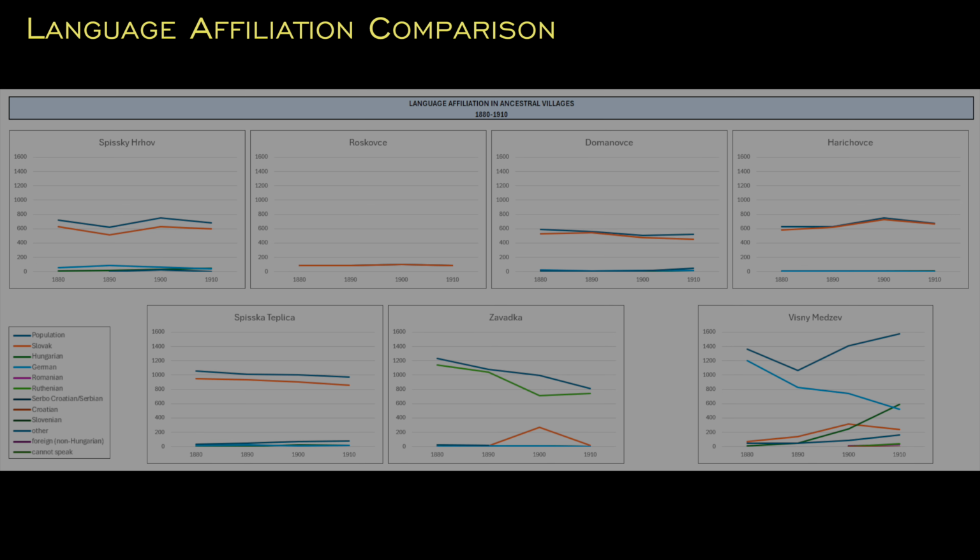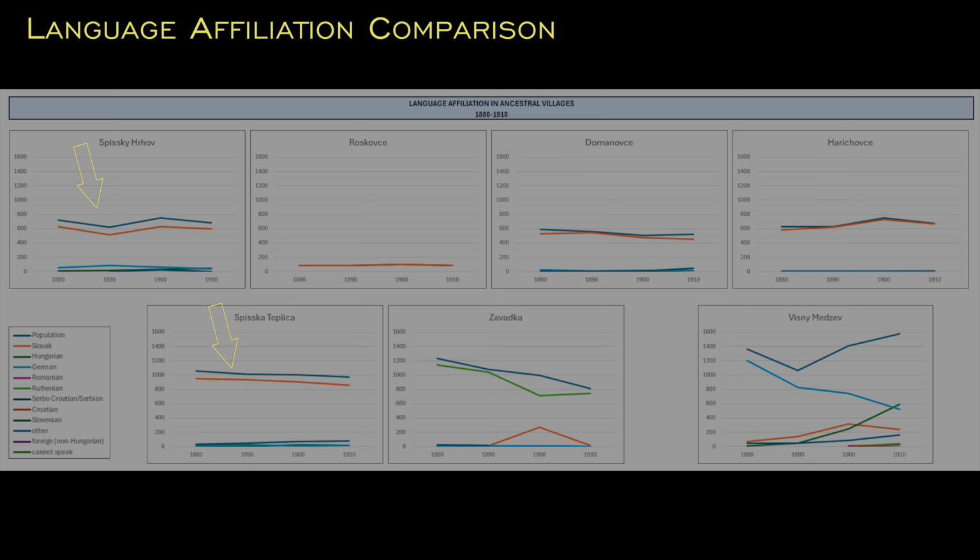These are the same villages laid out in the same way as the last graphic. Again, the total population is shown by the uppermost line. They're identical to the overall totals in the religious affiliation graphs. In the case of the upper four villages, as well as in Spišská Teplica, we see a predominance of Slovak.